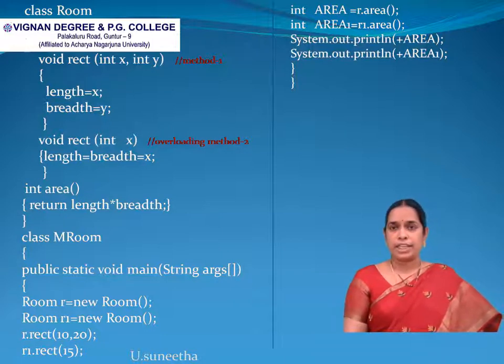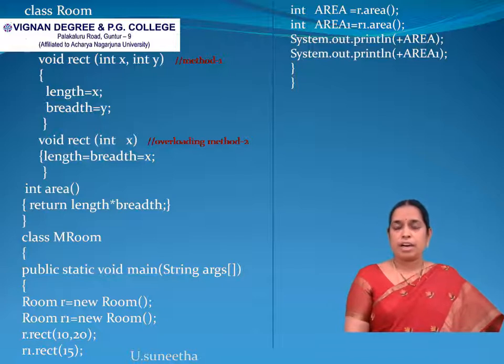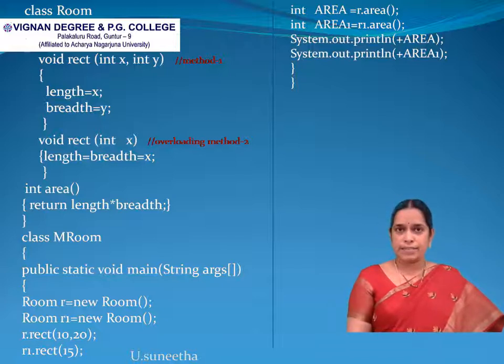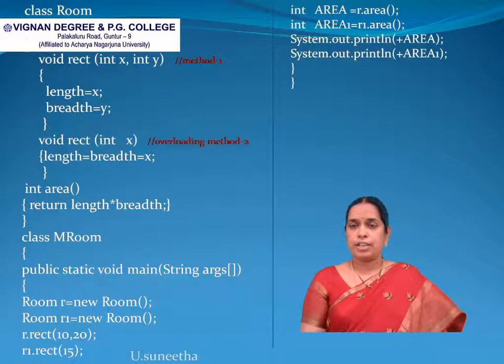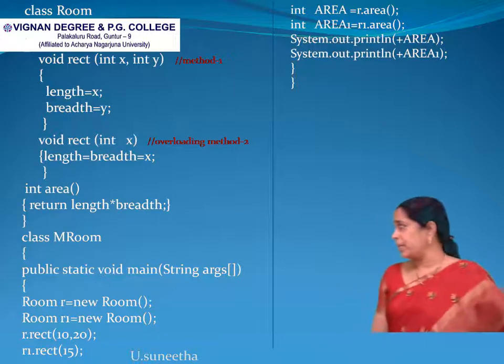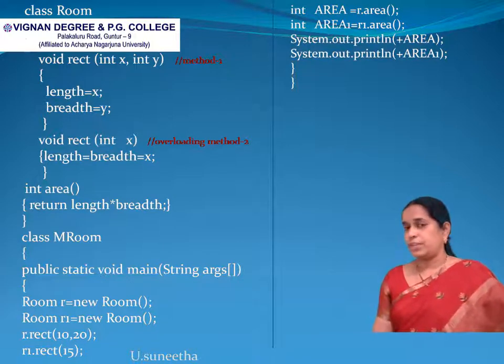So R has been initialized with values and R1 also has been initialized with values. Next, we are calling the area method with the two objects R and R1. R dot area will produce one area value and R1 dot area will produce the second area value. Finally, those two are stored in two separate variables, and at the end we are printing those two final values.